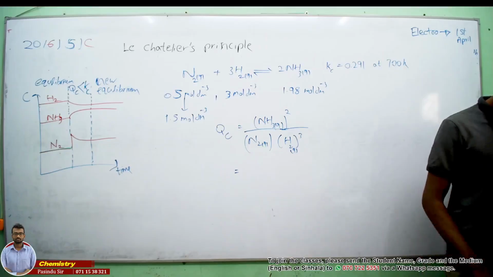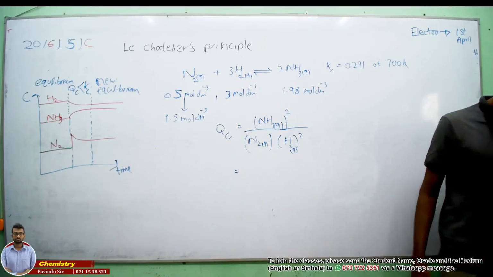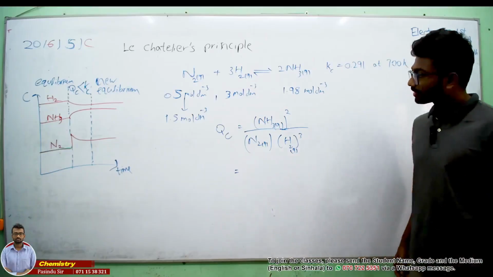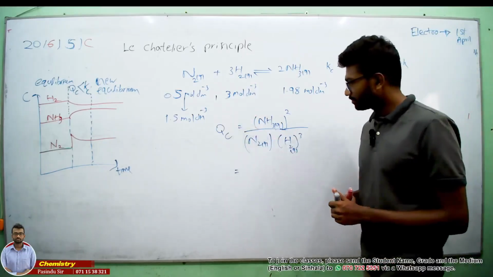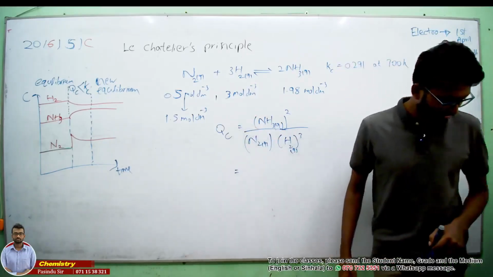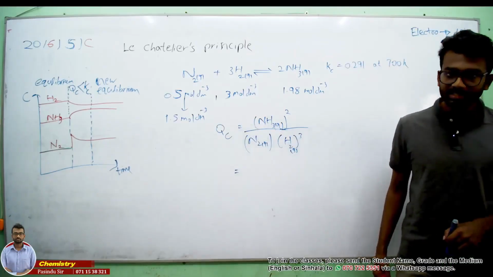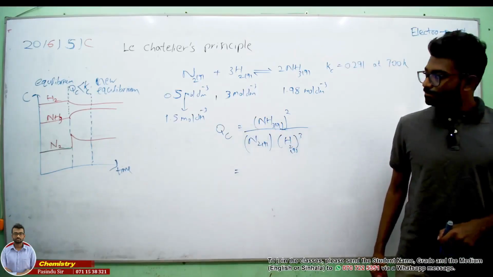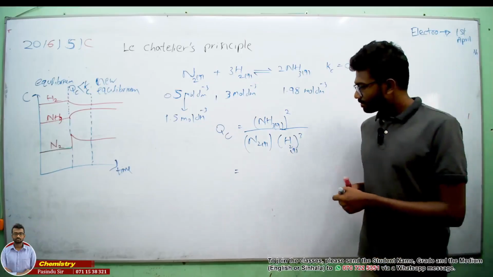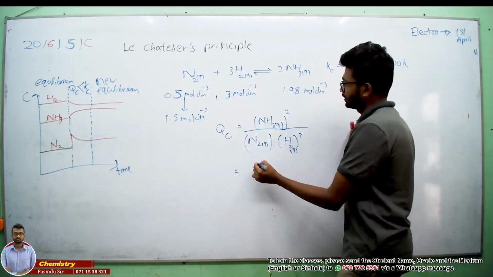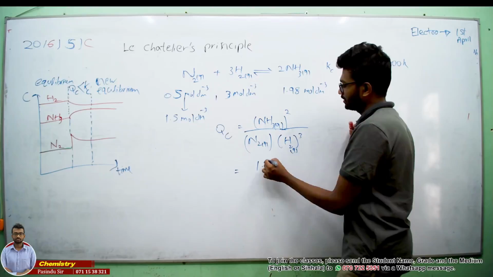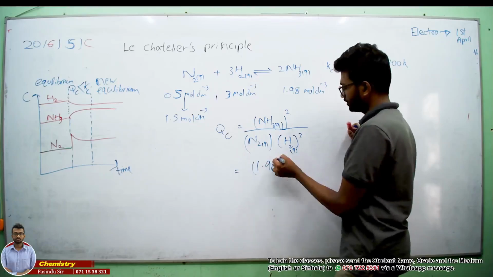Finish. What is Kc? Right? Just apply the numbers. 2.273. Point... 2.3. Right. Let's see. 1.98 squared.